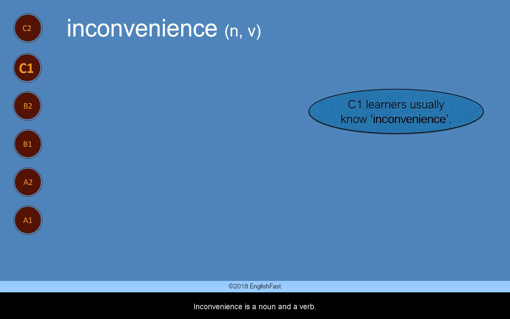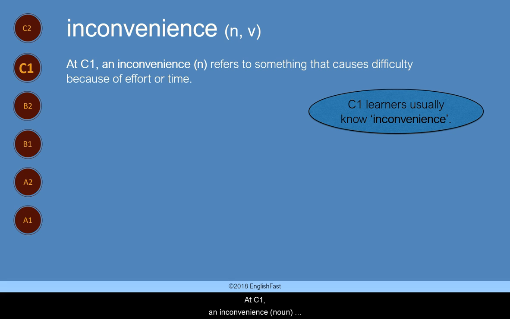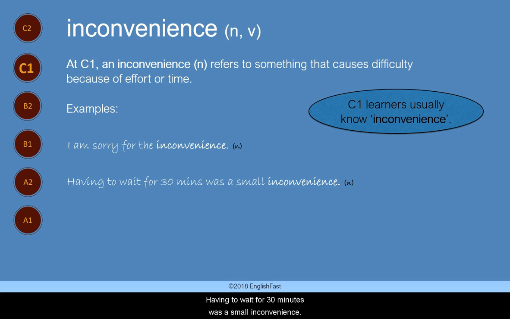Inconvenience. Inconvenience is a noun and a verb. C1 learners usually know inconvenience. At C1, an inconvenience, noun, refers to something that causes difficulty because of effort or time. Here are some examples. I am sorry for the inconvenience. Having to wait for 30 minutes was a small inconvenience. He apologized for the inconvenience that his delay caused.